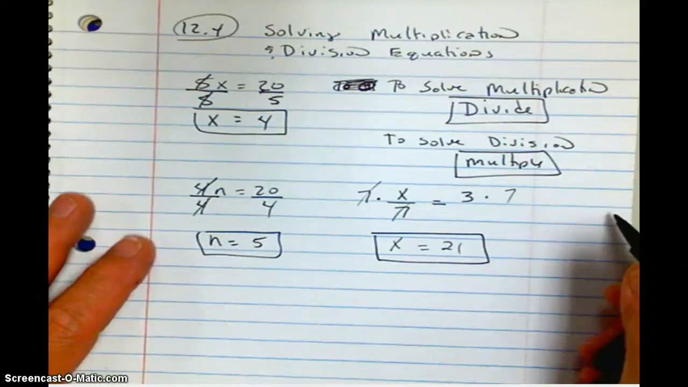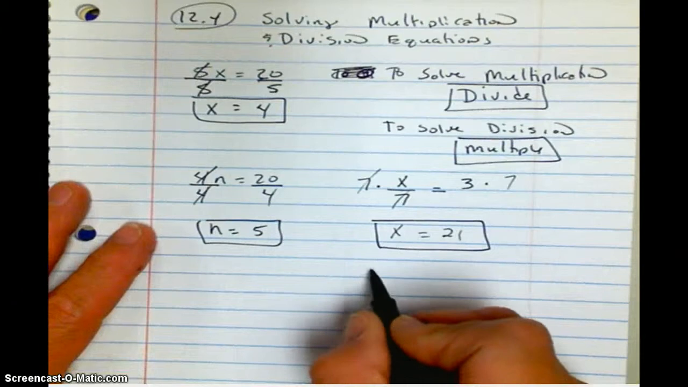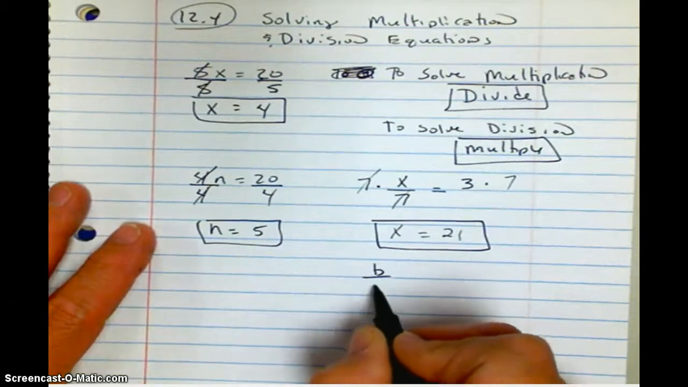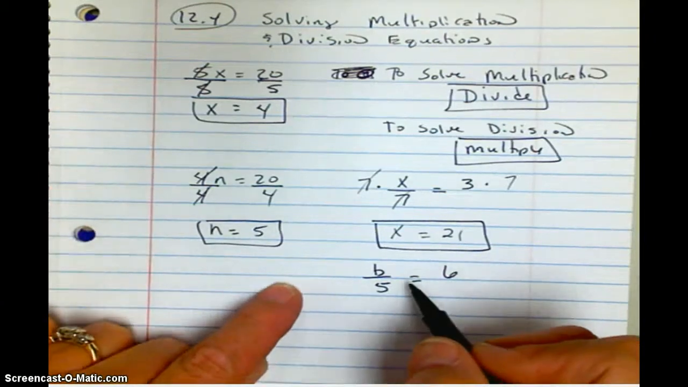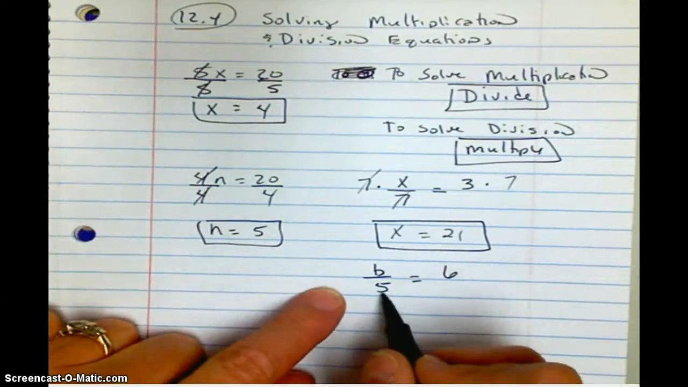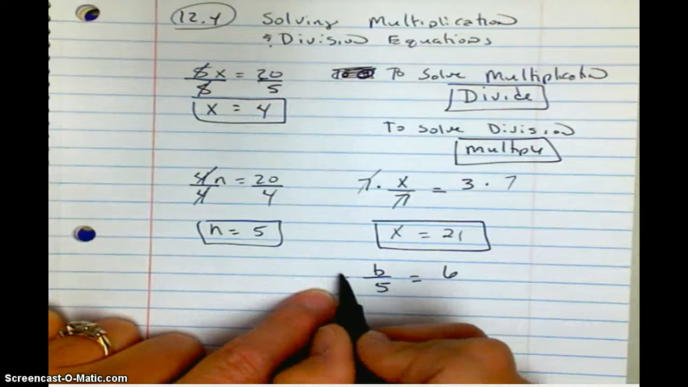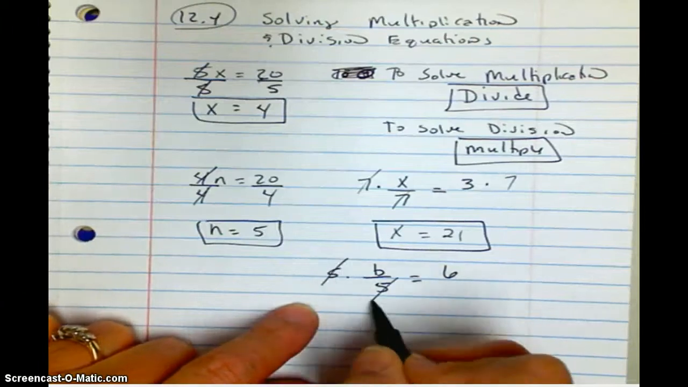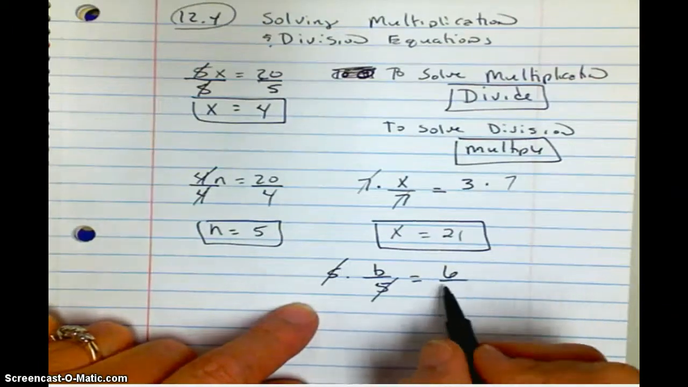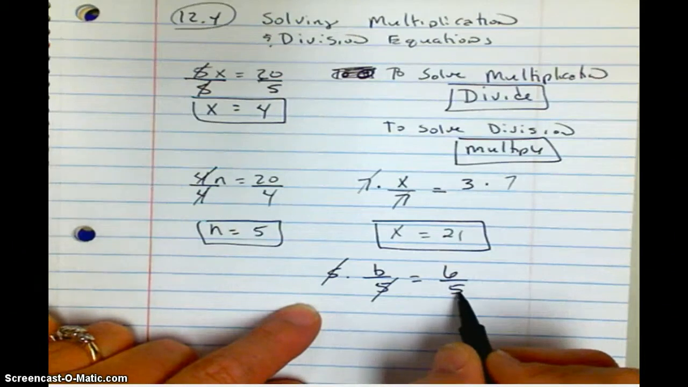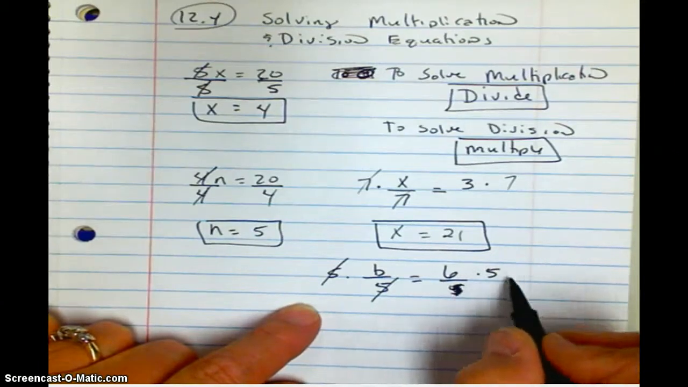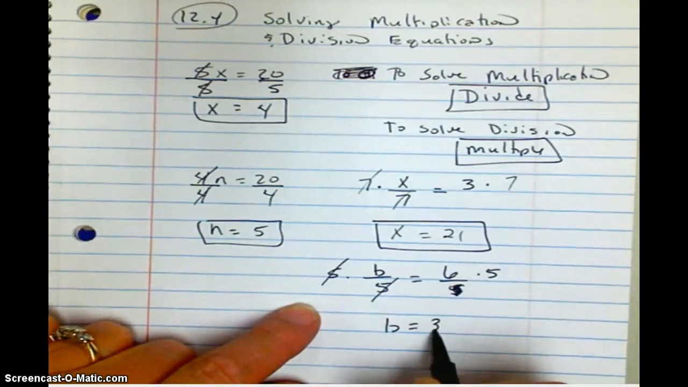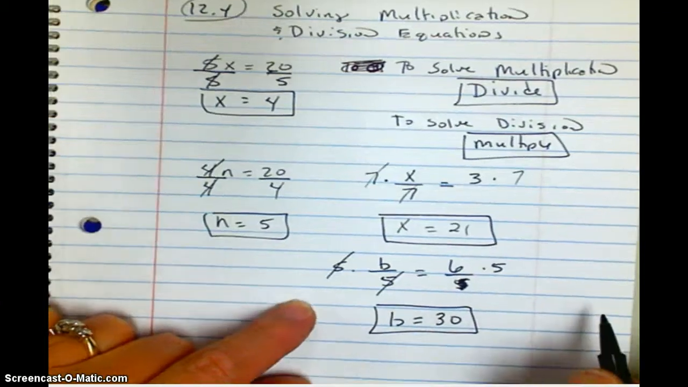Let's do that one more time. Let's say that we have, for example, b divided by 5 is equal to 6, and we want to know what b is equal to. So instead of dividing by 5, we're actually going to multiply by 5, which will cancel the 5s out on that side of the equation. And if we multiply by 5 on this side, that's going to give us 30. So then b is now equal to 30.